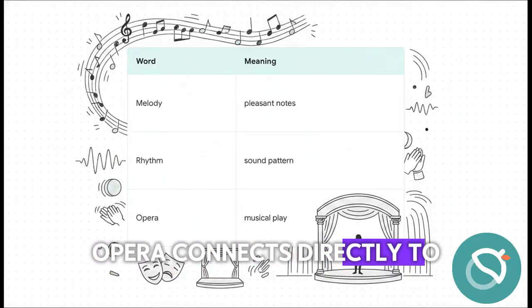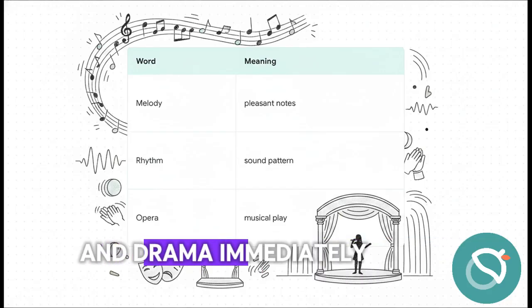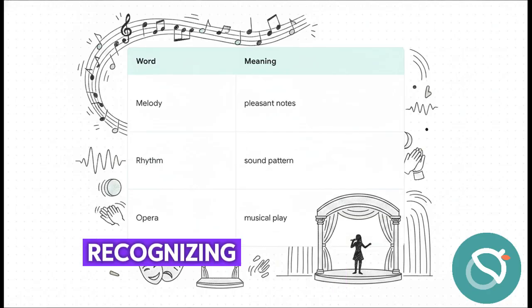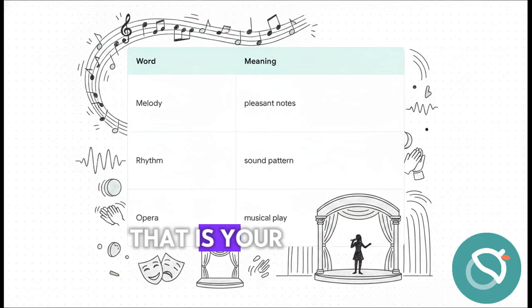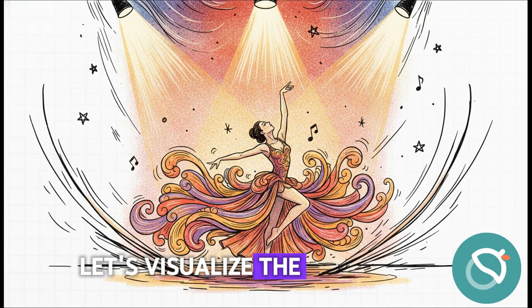Opera connects directly to a grand performance venue where people sing a story. And drama immediately brings to mind a stage performance where a story is acted out. Recognizing these roots and sound connections, that is your absolute secret weapon for fluency here. Now, let's visualize the stage itself.